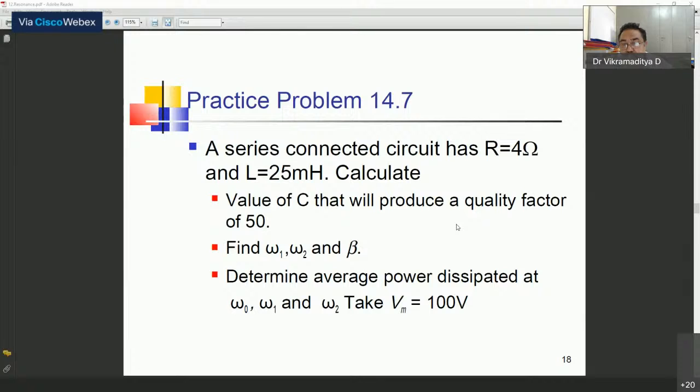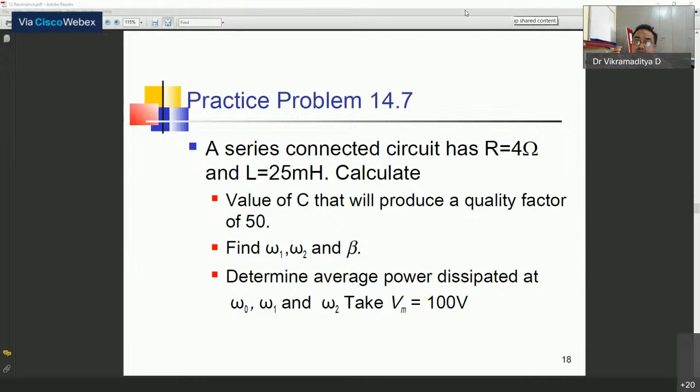Then once you find this, you can find out omega 1, omega 2, and beta also. One more thing, that beta is also equal to R upon L. So instead of beta, you will substitute R upon L. Once you calculate, R is given, L is given, so beta is known to you.